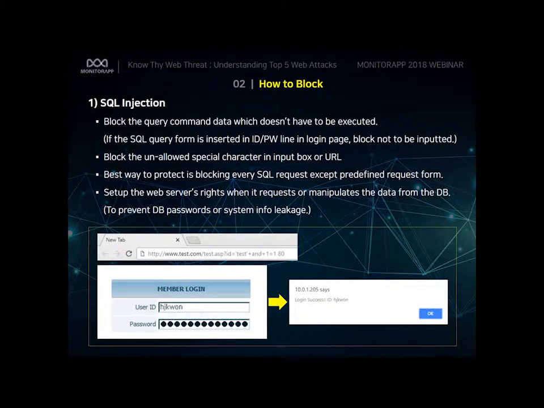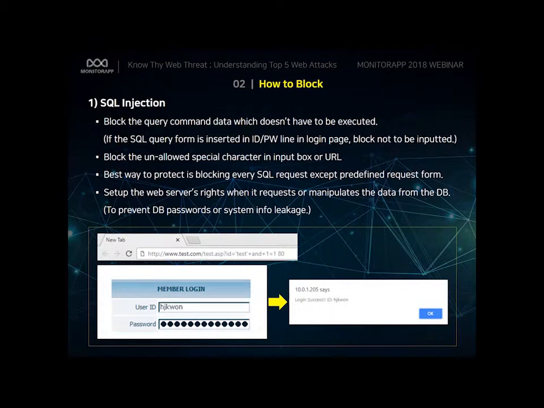Okay, so we reviewed the top 5 common web threats. As you can see, these attacks are similar in some ways and different in others. The attacks may differ in purpose as well, which means there are numerous ways to protect against them. Here are some of the protection methods.